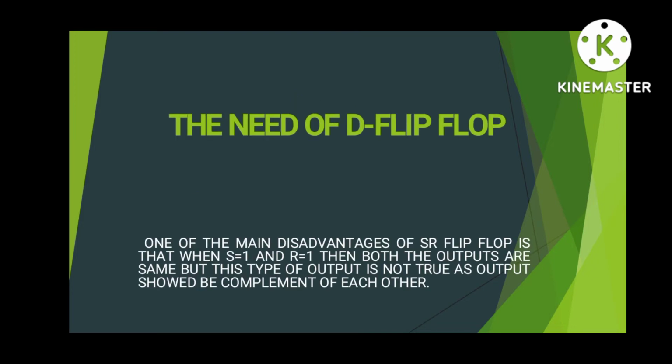The need of D flip-flop. Why do we need a D flip-flop? One of the main disadvantages of the SR flip-flop is that when the input S equals 1 and input R equals 1, both the outputs are the same, that is 1. But this type of output is not valid, because the outputs must always be complement of each other. So to remove this invalid state or error, we require a D type flip-flop.